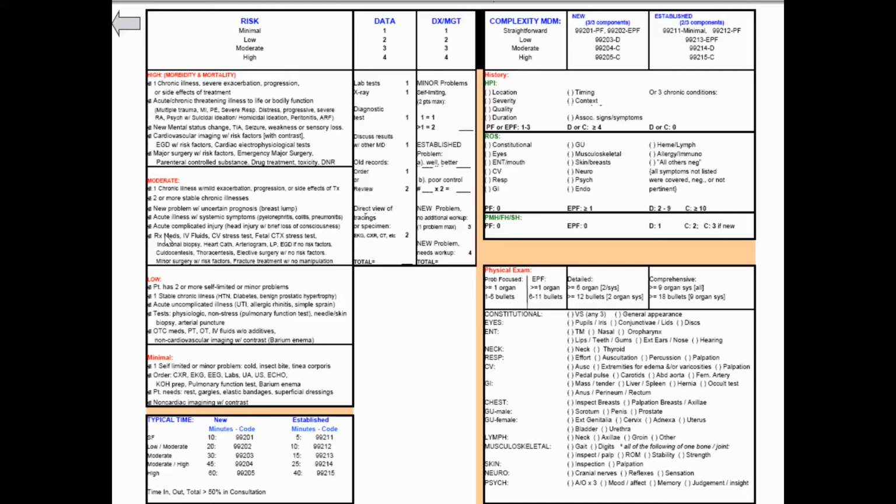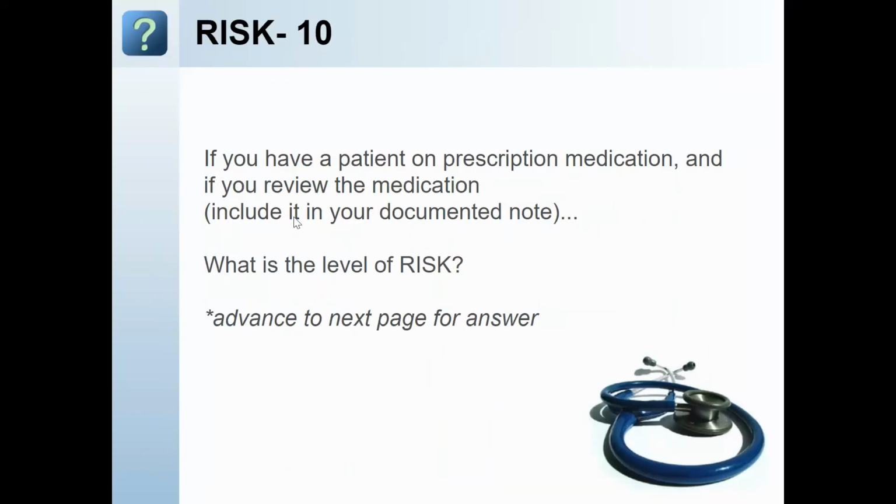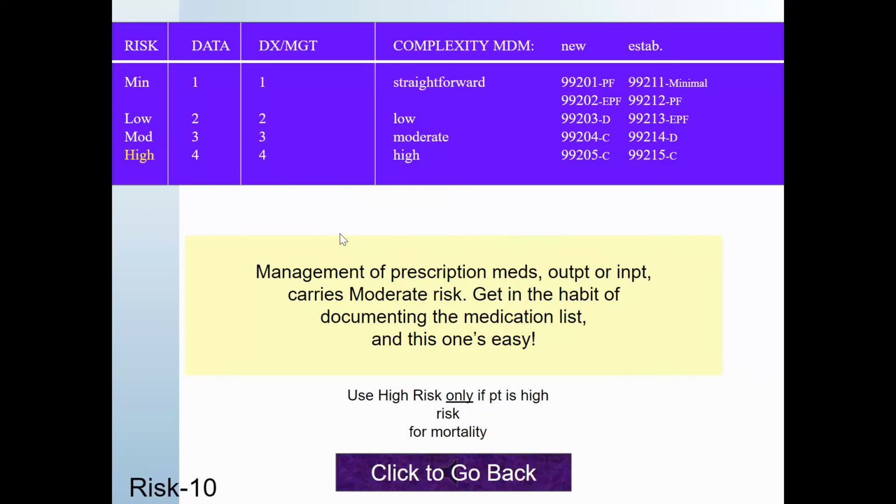So the first example here, the risk is really, really easy. So let's go back to this section, risk for 10. And again, in our risk category, risk would be moderate. The management of prescription medications, whether it's outpatient or inpatient, carries a moderate risk. So just get in the habit of thinking that prescription medication is moderate risk, and this one's really, really easy.